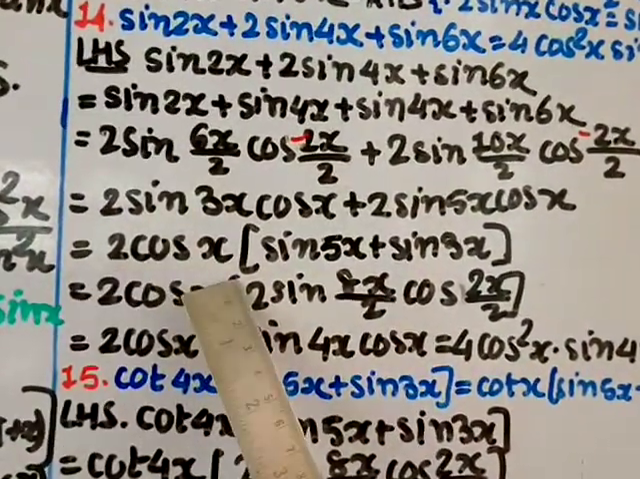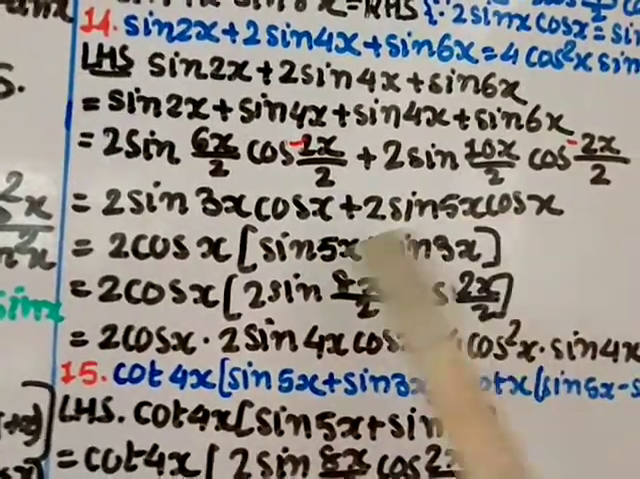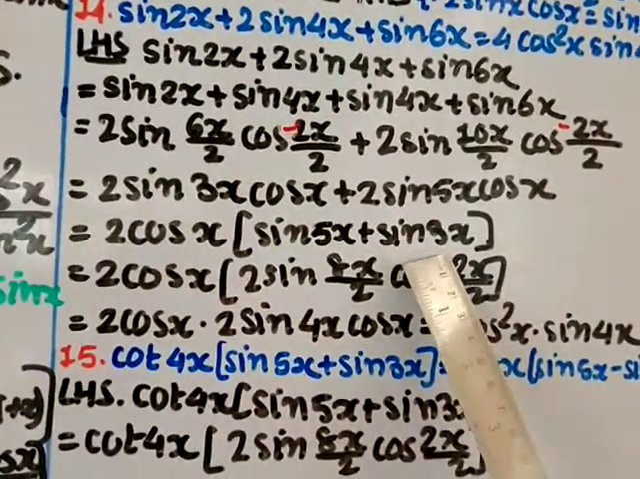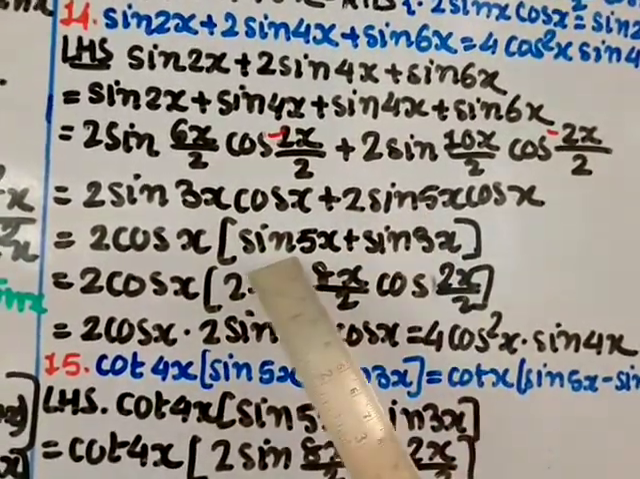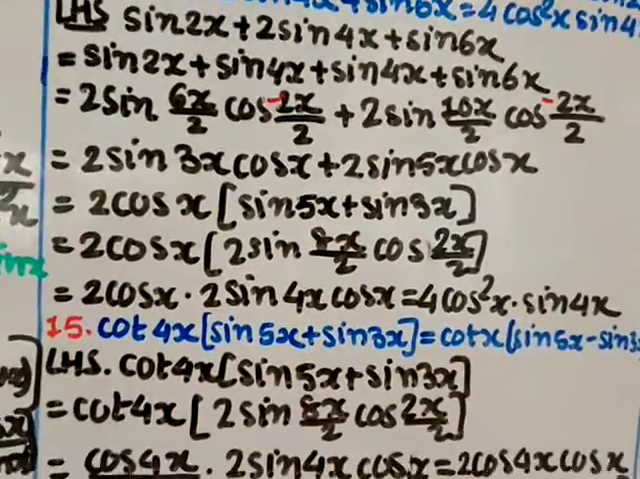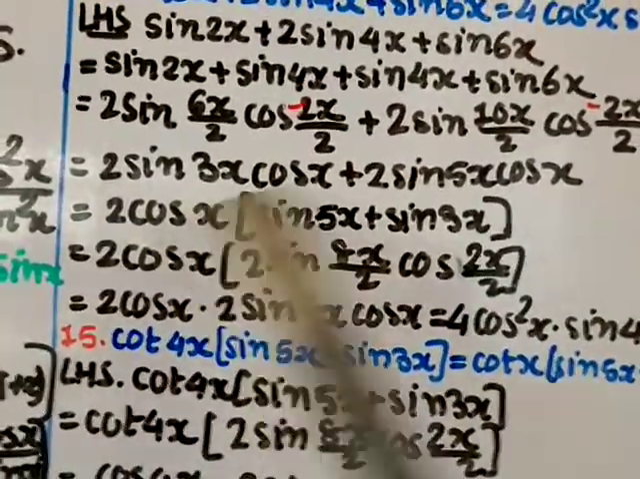Okay, so 2 cos x take common, here remains sin 3x and sin 5x. I have just interchanged this: sin 3x I have written in second place, and sin 5x in first place. As I said before, the first one will take the higher number. If it is positive we can interchange; if you don't interchange it also will be okay. I have just interchanged it here.